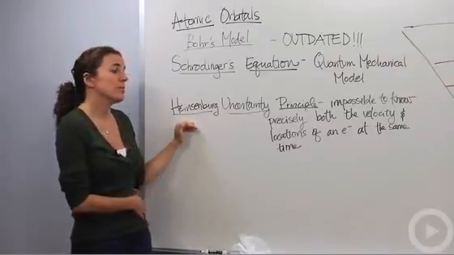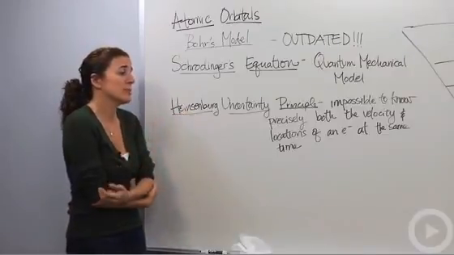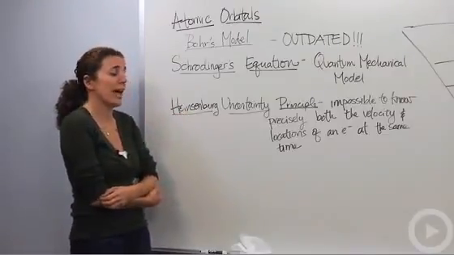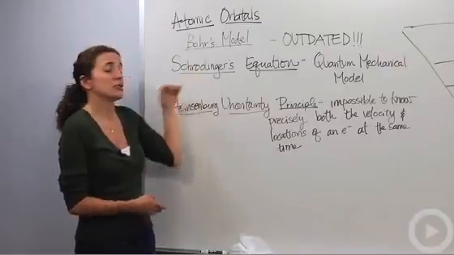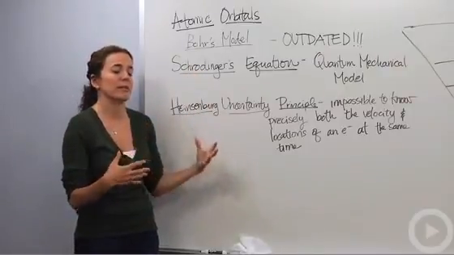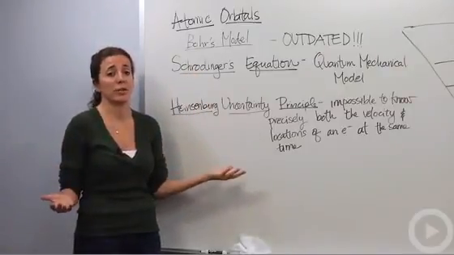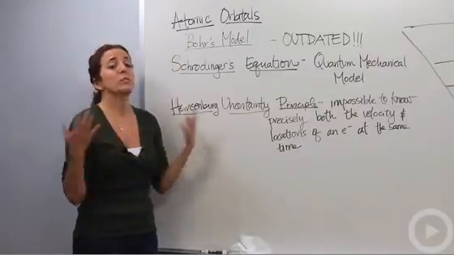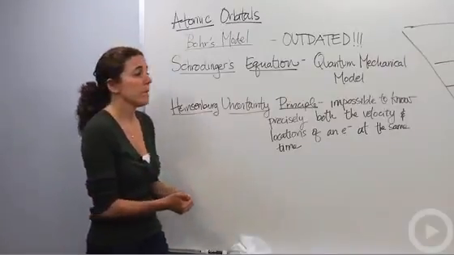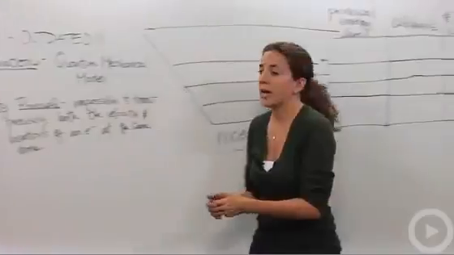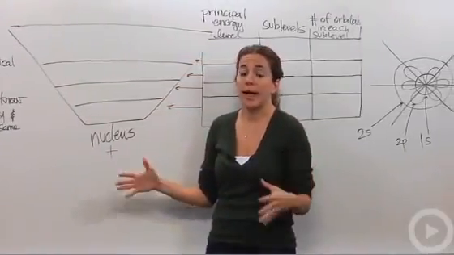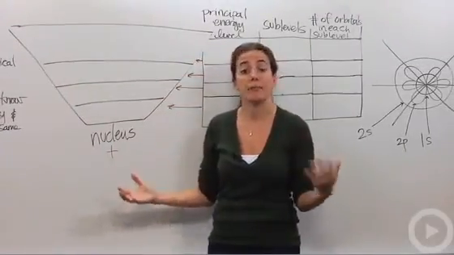Heisenberg's uncertainty principle states that it's impossible to know precisely both the velocity and location of an electron at the same time. And he, along with Schrödinger, calculated this huge mathematical idea of where an electron can be found, and came up with this new idea of what an atom looks like. So if we go over here, we're going to try and describe what it is and where an electron can be located within an atom.